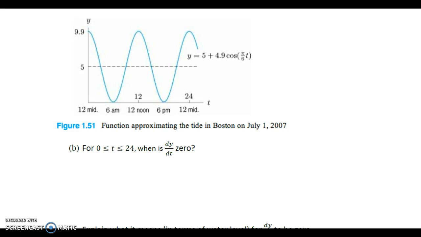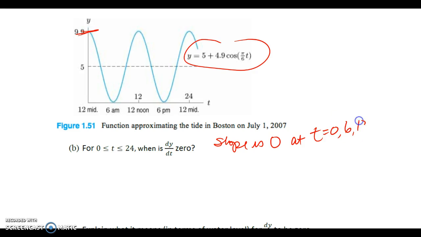All right, so here's what this function looks like. It says, for the time frame t greater than or equal to 0 and less than or equal to 24, when is dy/dt 0? So dy/dt is the instantaneous rate of change, which is also the slope, right? So the slope is 0 at the extrema, the max or min. So it should be 0 at t equals 0, 6, 12, 18, and 24. See?